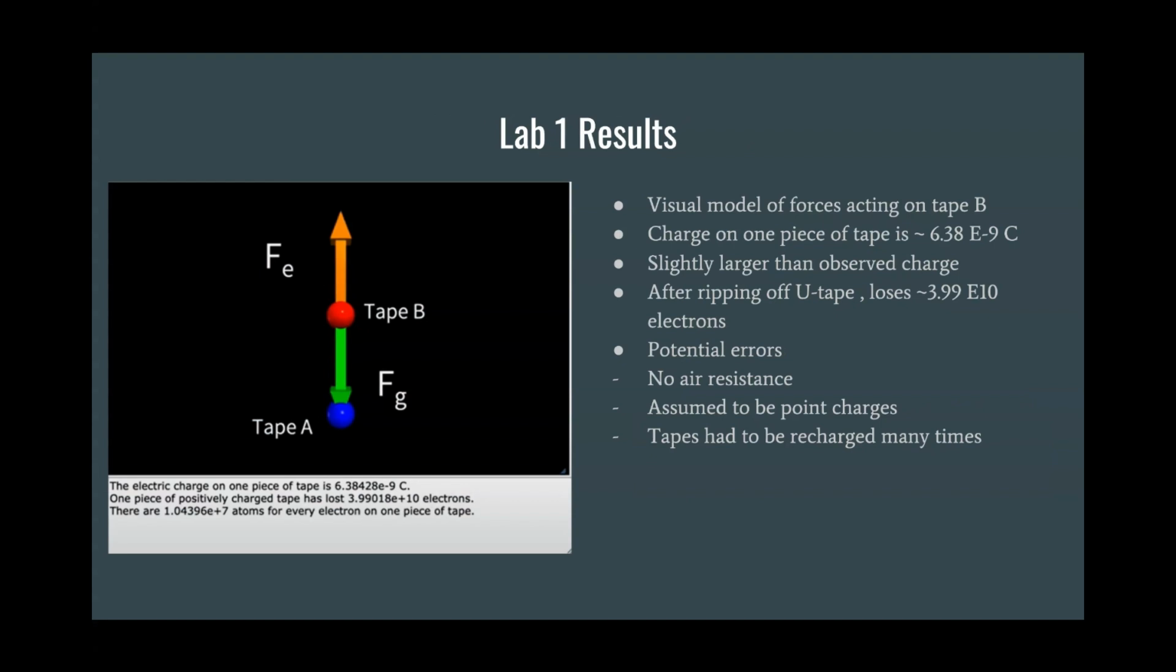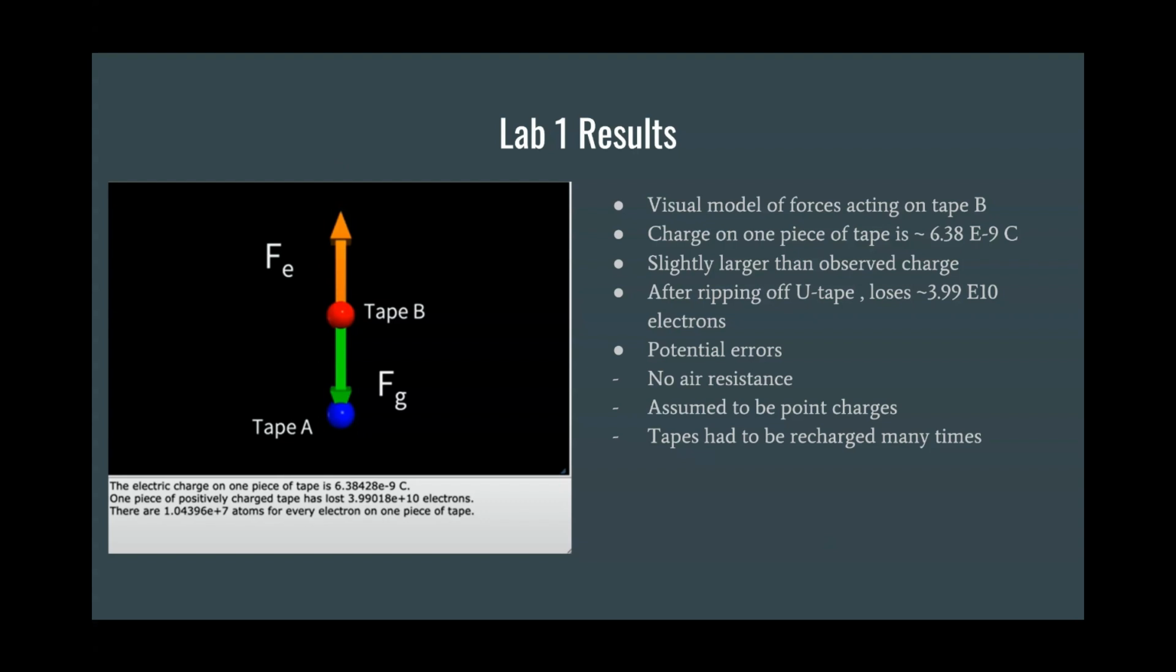So our results from lab 1 are shown below. As you can see, we've modeled tape A and tape B as a line charge with Fe and Fg vectors directly countering each other, putting the system at equilibrium. And so from these results, we see that the charge on one piece of tape is roughly 6.38 times 10 to the negative ninth coulombs, which is slightly larger than the observed charge that I used hand calculations for.